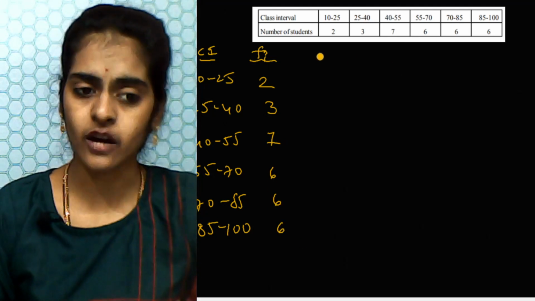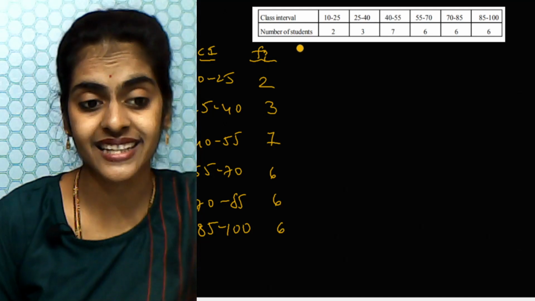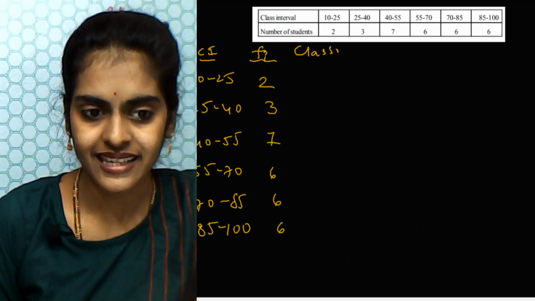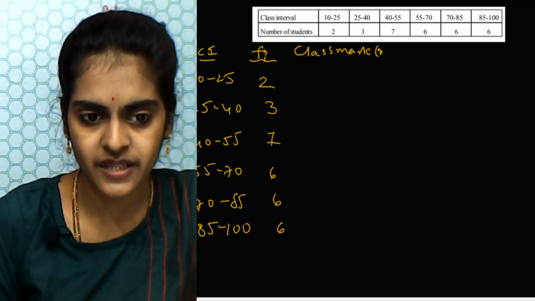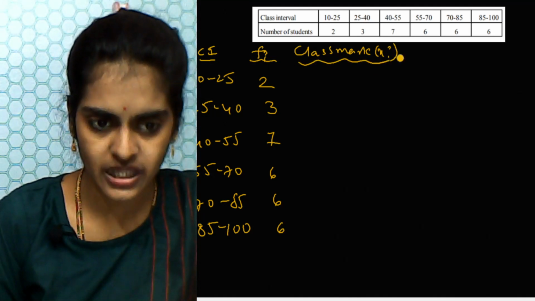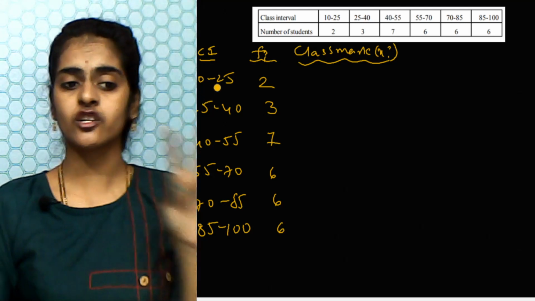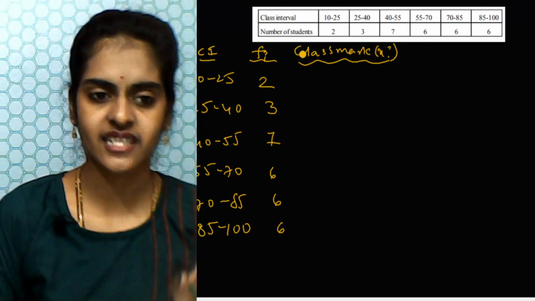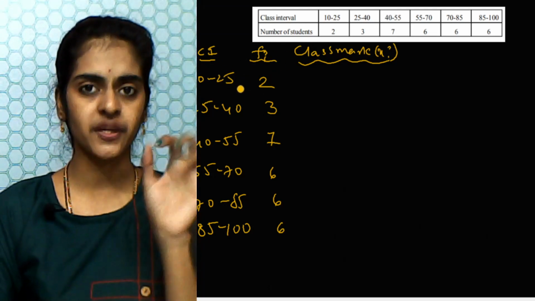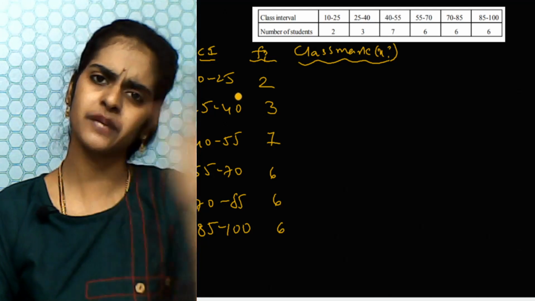So now the next step is you will find the class mark. Class mark I told you will represent by Xi. So let us find the class mark. Class mark is nothing but the midpoint of the class interval. Class interval is 10 to 25, you will find the midpoint, similar to the previous problem.